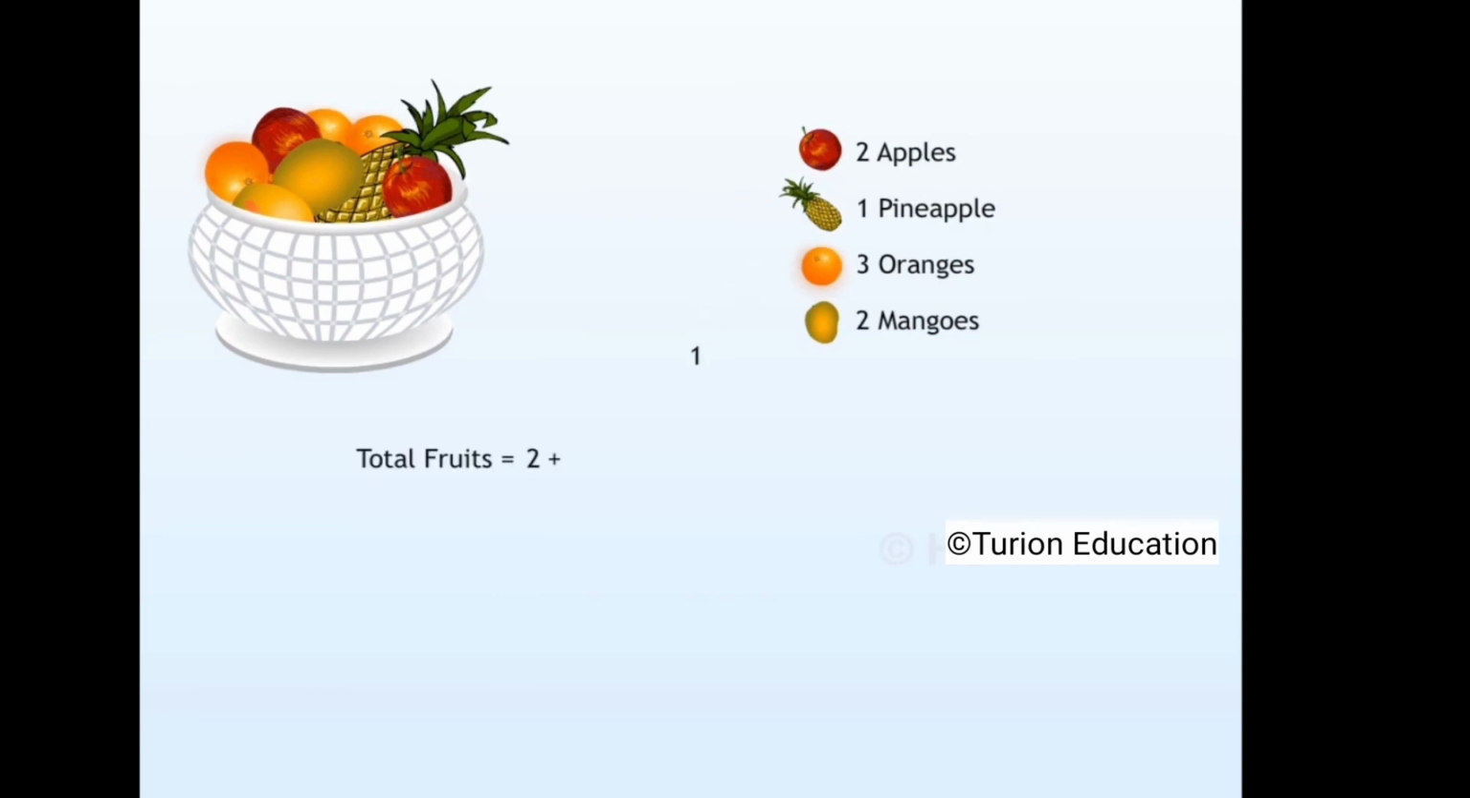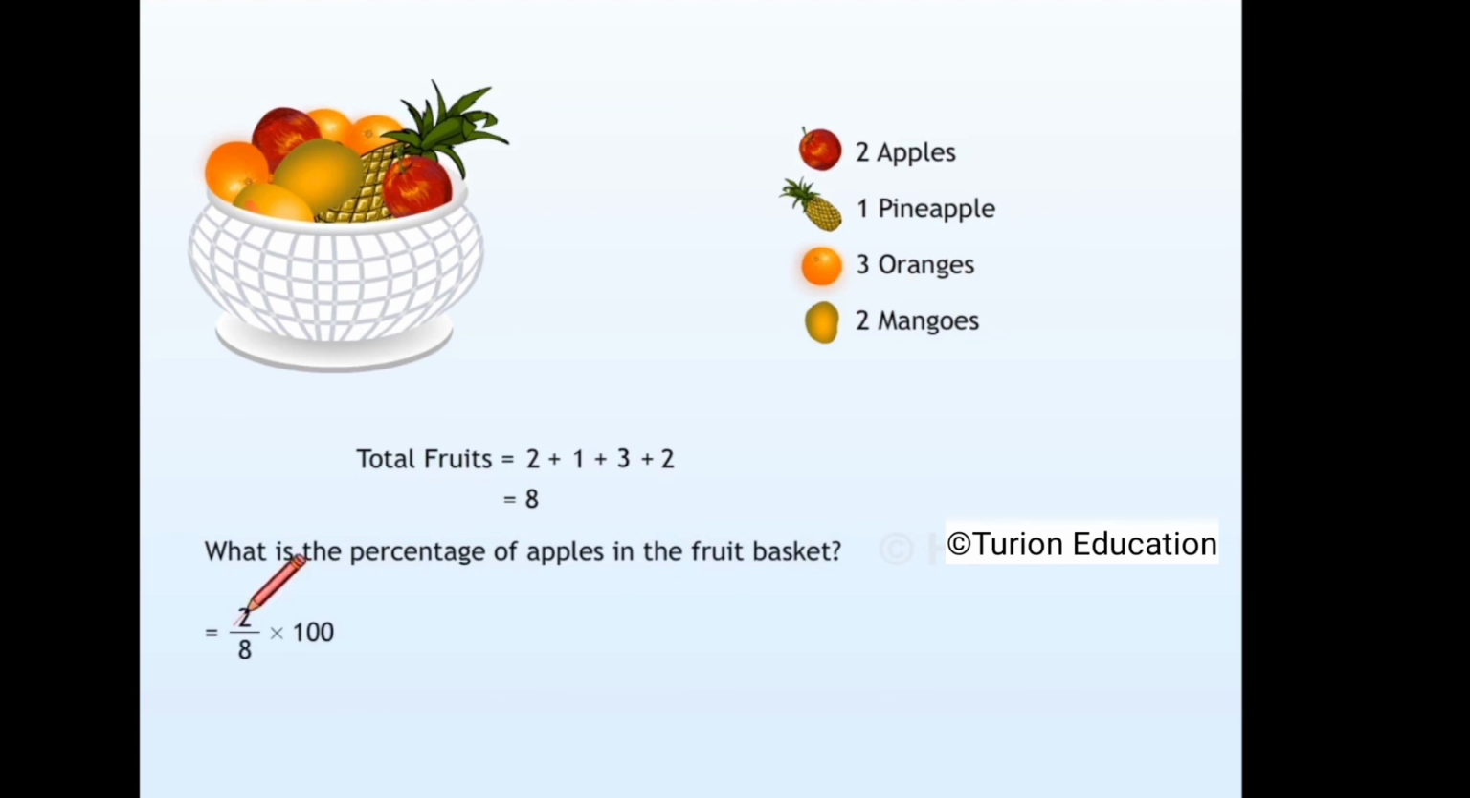Therefore, total is equal to 2 plus 1 plus 3 plus 2, which is equal to 8. What is the percentage of apples in the fruit basket? It is 25%.